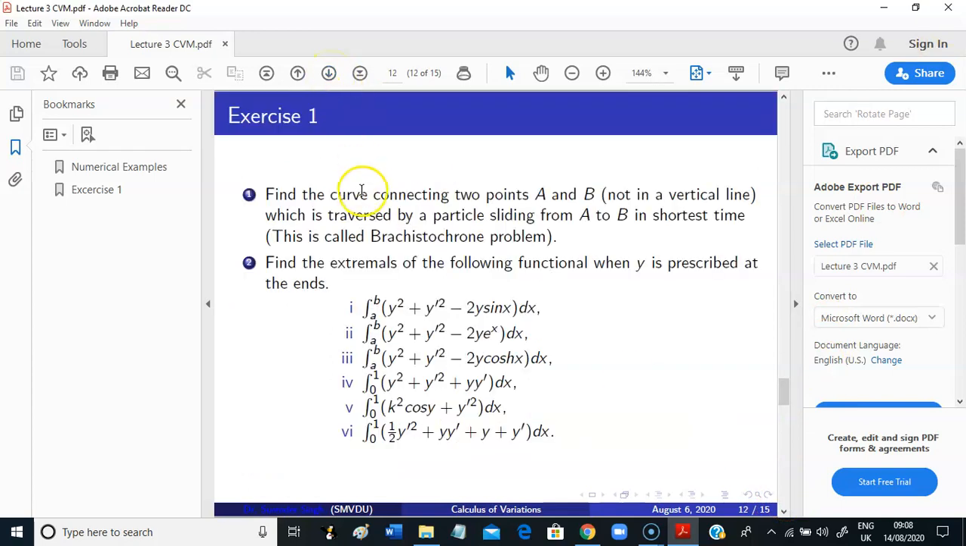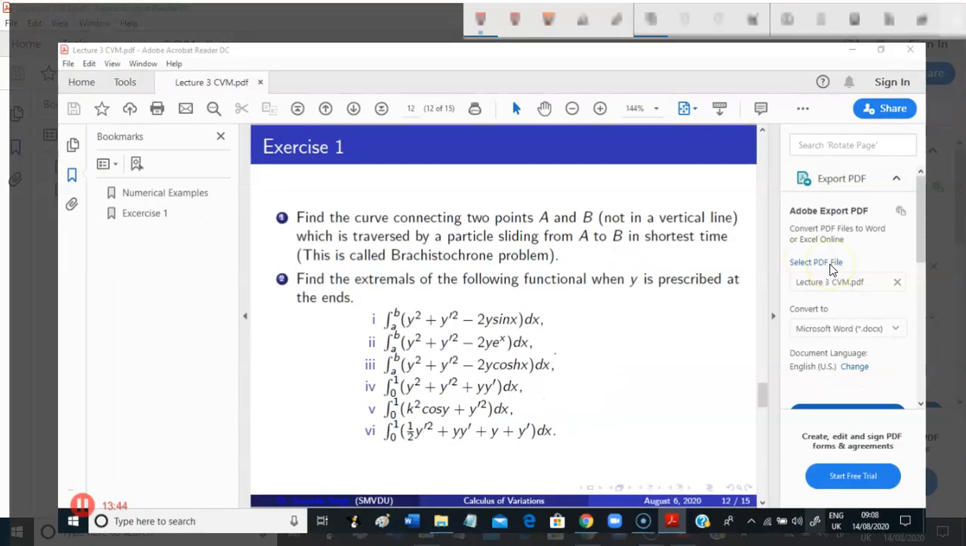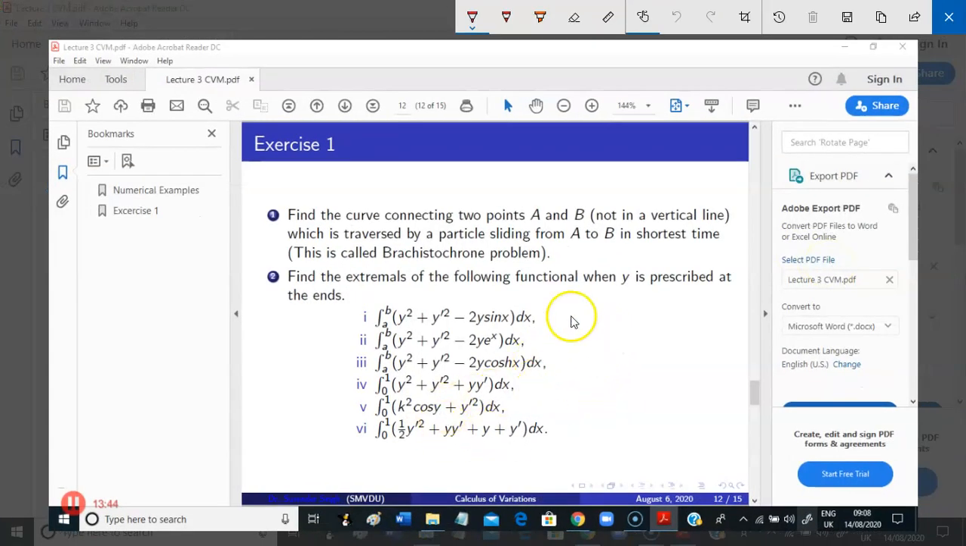Another numerical. Based on the way explained here, you can solve certain exercises. This is the Brachistochrone problem. I also explained this problem in the last lecture, lecture number 2. It is the problem of determining the path along which a particle takes minimum time to reach a point B under the influence of gravity. So this is the problem.